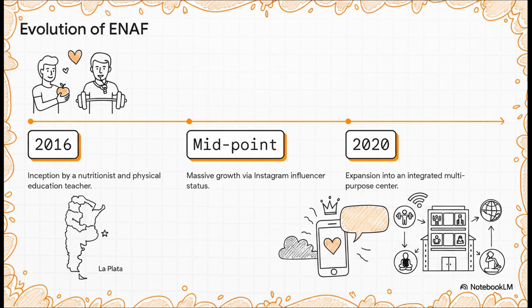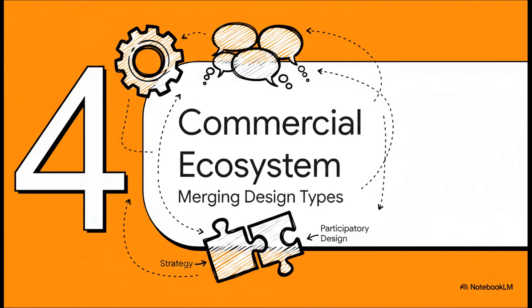Let's actually trace how this played out in the real world. Back in 2016, down in La Plata, Argentina, a nutritionist and a physical education teacher just decided to team up. Pretty simple start, right? Well, over the next few years, the nutritionist started gaining massive traction on Instagram, literally achieving influencer status. But, and this is key, they didn't just stop at social media fame. By 2020, they capitalized on that digital leverage to physically expand ENAF into a fully integrated multi-purpose center. It just goes to show how organic local alliances, when you mix them with modern digital reach, can absolutely fuel massive expansion. All right, part 4, an integrated commercial ecosystem.